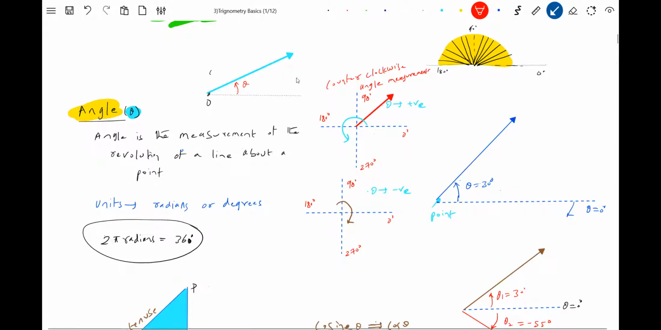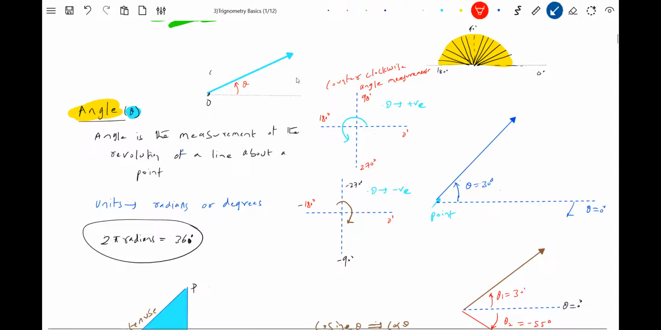Okay, this angular measurement is what we call positive. Similarly, if I rotate in this way, this theta, this angular measurement, has to be taken negative. Then this will become minus 90, minus 180, then minus 270. So let me change. These values will be minus 90, minus 180, minus 270 degrees.